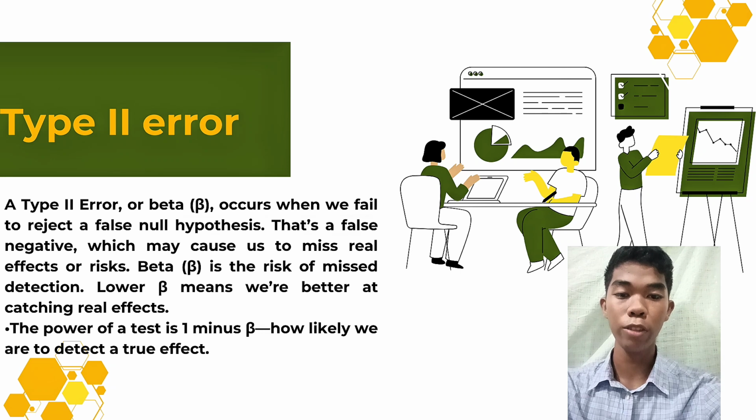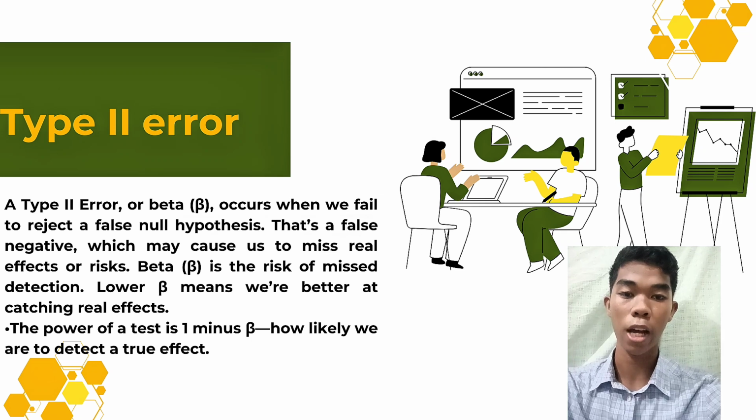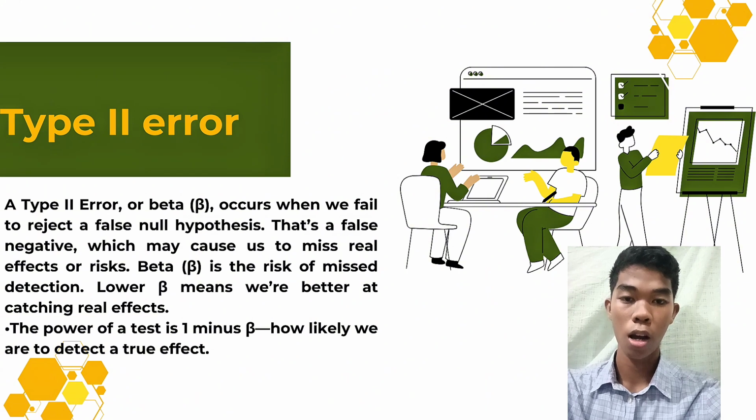Alpha is the significance level, on which lower alpha means fewer false positives, while beta is the risk of misdetection, on which lower beta means we're better at catching the real effects. The confidence level is 1 minus alpha, on how sure we are in our decision. The power of a test is 1 minus beta, on how likely we are to detect a true effect.